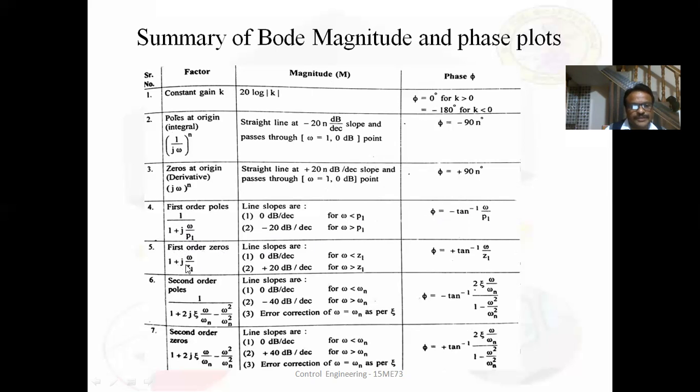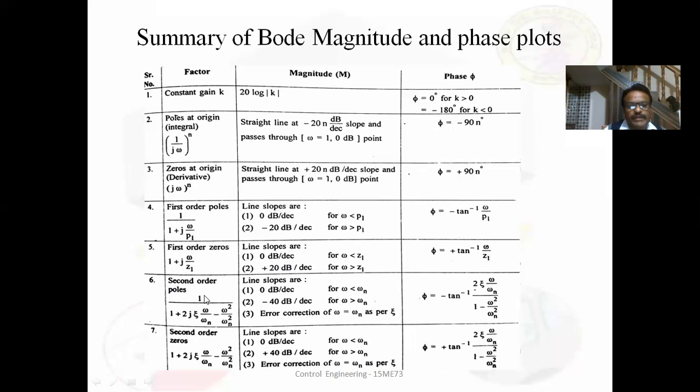Then first order zero: slope is 0 dB per decade for omega less than z1, and plus 20 dB per decade for omega greater than z1. Then the phase plot is plus tan inverse of omega by z1, imaginary part by real part. So this will be plus tan inverse of omega by z1.